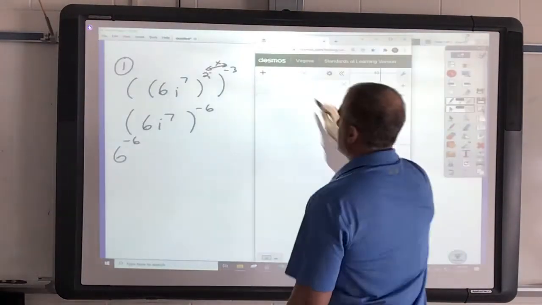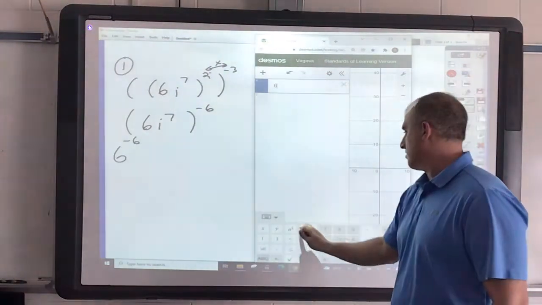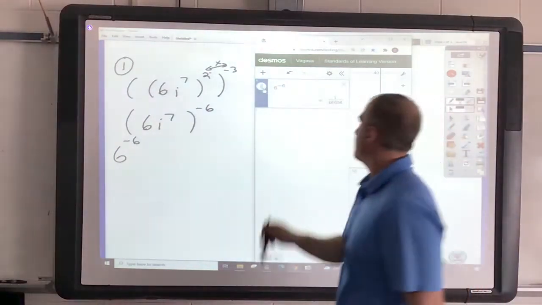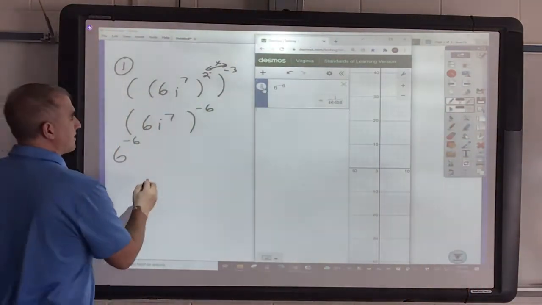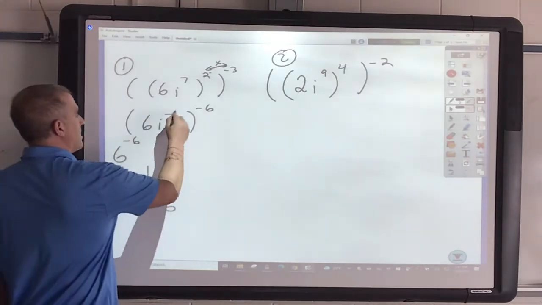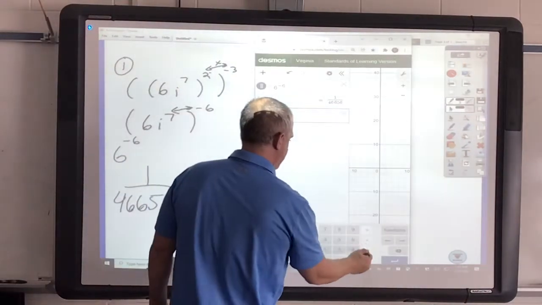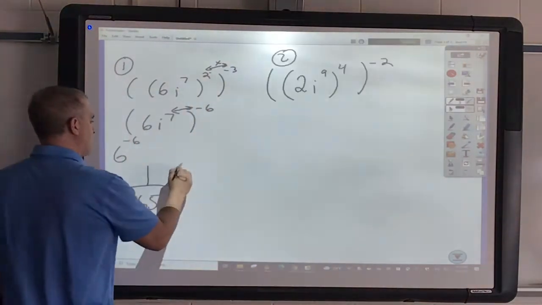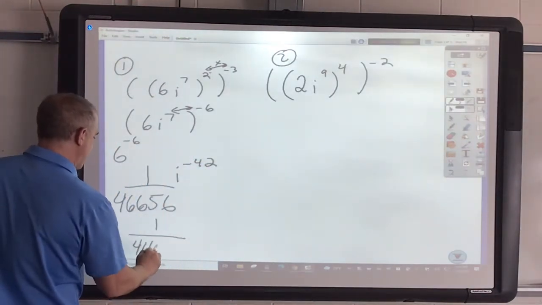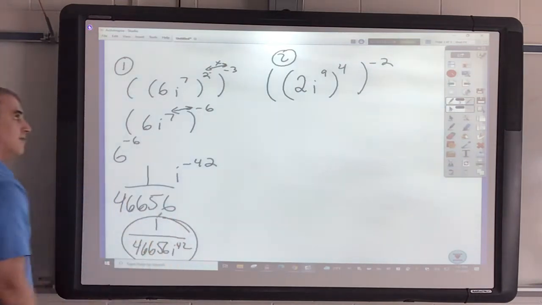Okay, so I've got 6 exponent negative 6. Get this crazy decimal, hit this to get the fraction. That's 1 over 46656. And then I want to multiply 7 times 6 on that exponent. So it'll be 7 times negative 6, which will give me i to the negative 42. Well, because that exponent is negative, that's going to go down and join that bottom number. So that would be my answer.